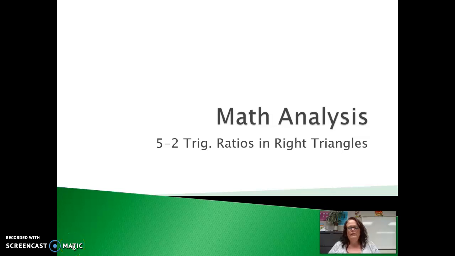All right, so we're going to start trig ratios in right triangles. You should have seen this in geometry, and then you should have seen it again in algebra 2, but I'm not sure how much you got to see with that COVID spring. So let's move forward and see what you can remember and what you can't. All right.